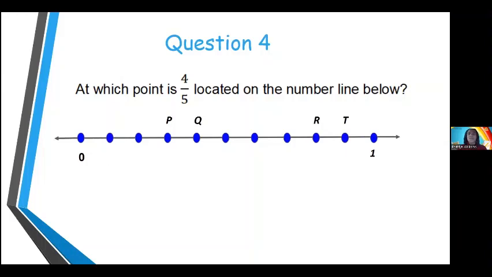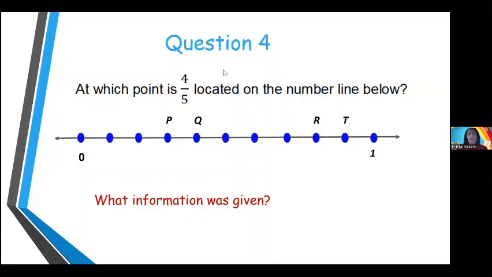Here you are given a question. At which point is 4/5 located on the number line below? This time, they have used the diagram. They have given you the diagram, so you don't have to draw any diagram. You want to look at the information here, and all the information is given. So we want to locate 4/5 on this number line.